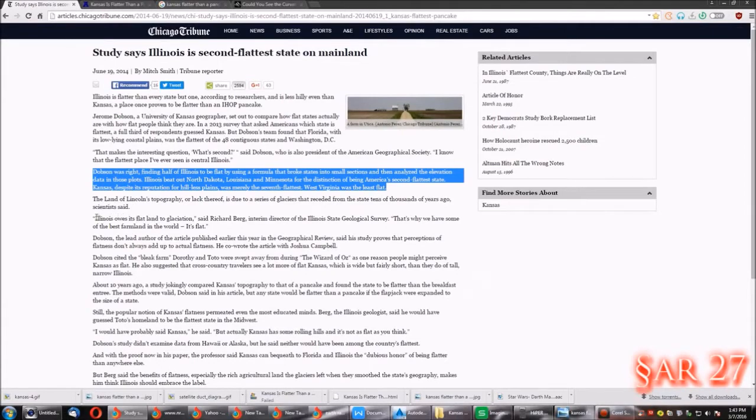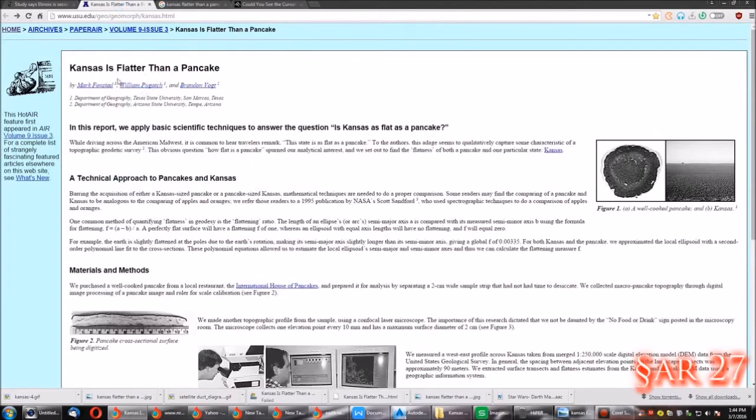And right here, Illinois owes its flat land to glaciation, said Richard Berg, interim director of the Illinois State Geological Survey. That's why we have some of the best farmland in the world. It's flat. Okay, now let's go on even further. Kansas. Kansas is flatter than a pancake. This is a study at usu.edu, GeoGeomorph Kansas HTML.